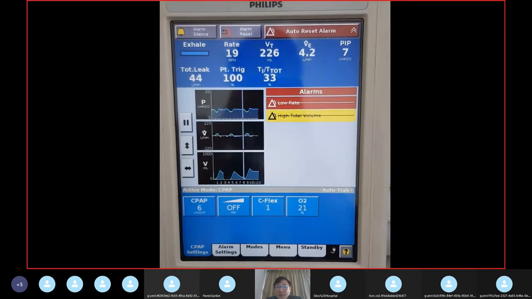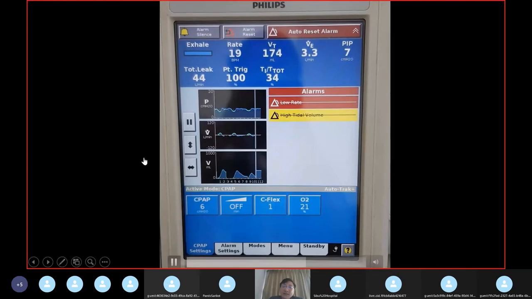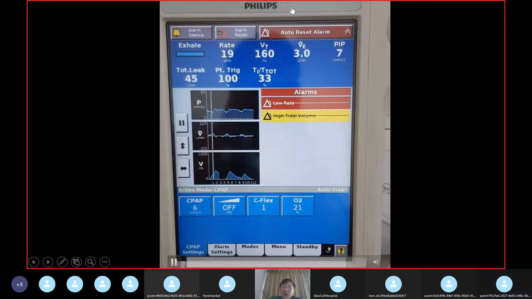So this is the machine main screen. Let's study the screen first, from the top to the bottom.